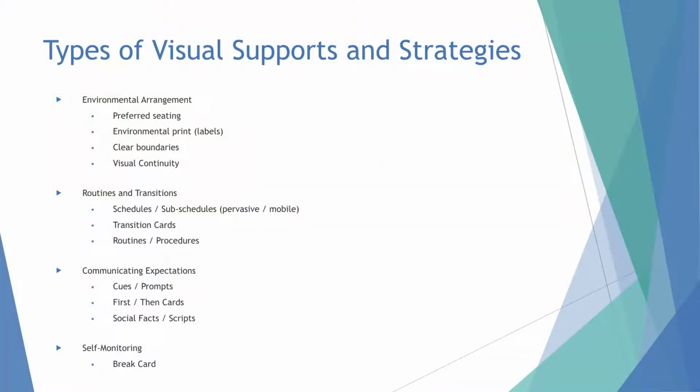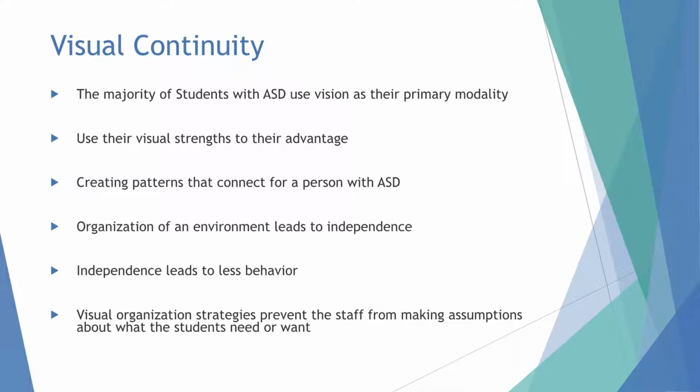And then we can also have some self-monitoring where kids can use things like break cards and we can have those visual for them to be able to prompt that language to ask for them. So the majority of students with autism use vision as their primary modality, and we use this to our advantage by using these visual supports. And organizing the environment in a way that uses these visual supports oftentimes leads to the most independence. So this is a way that kids then can become much more independent.